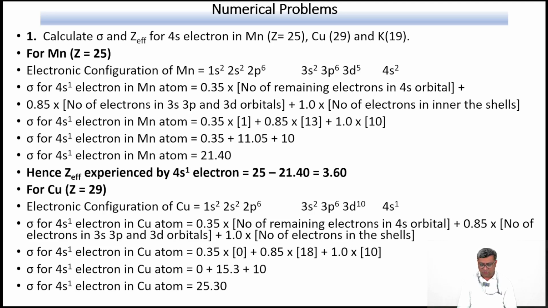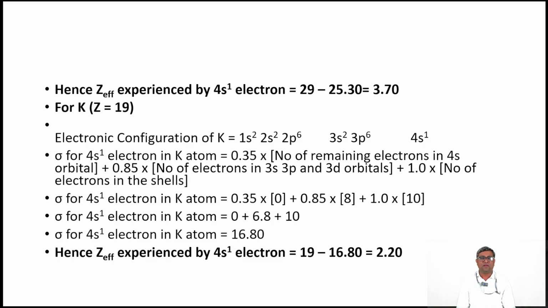In this way you can calculate the sigma value and Z effective, that is the effective nuclear charge value, for copper as shown on the screen, and at the same time for potassium also, as illustrated here.